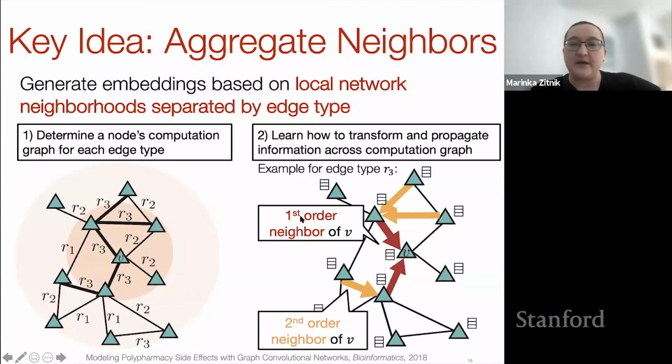And in the second phase, the idea is to take those computation graphs and learn the best way to propagate neural messages along edges of computation graphs and then non-linearly transform them. In this particular case, we see that node V has two first order neighbors of type R3 and three second order neighbors of type R3. That would define a particular computation graph for node V for an edge type R3 that would specify how information is propagated along edges of that edge type.